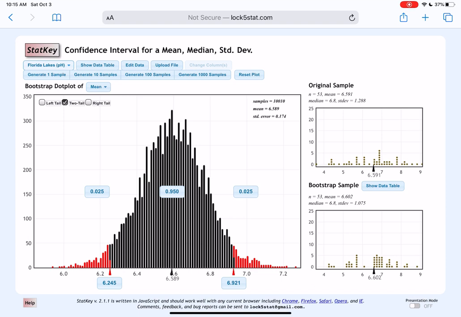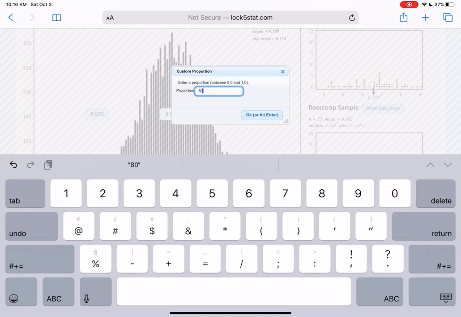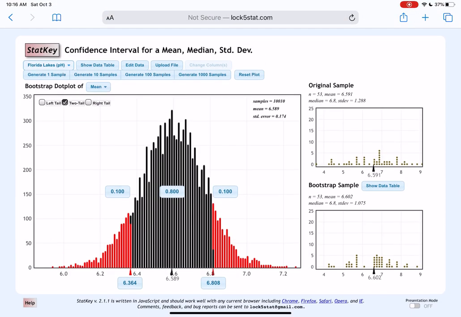Now, I said we could create other percentiles, and it's very easy to. We don't have to just use a confidence level of 95. If we wanted to use a confidence level of 80, we could click this 0.95, type the value 0.80 and click OK. And then now we have an 80% confidence interval. We would interpret this by saying we are 80% confident that the average pH for all Florida lakes is between 6.384 and 6.808. So you'll notice that when we have a smaller confidence level, our confidence interval shrinks.